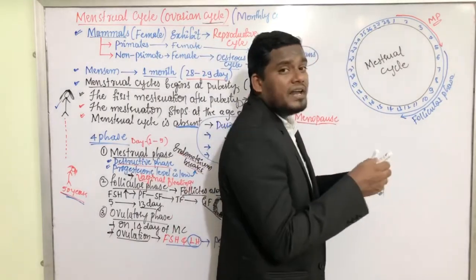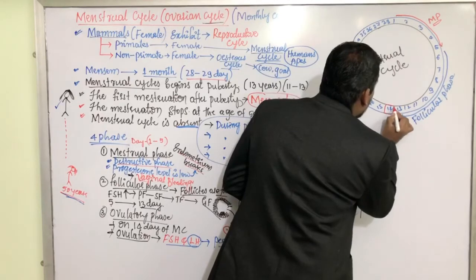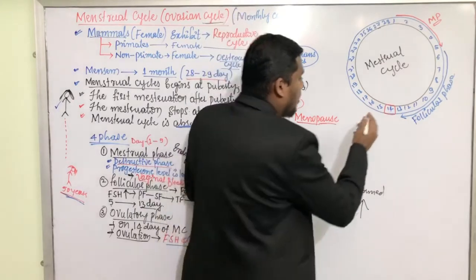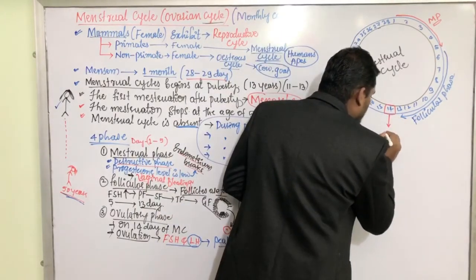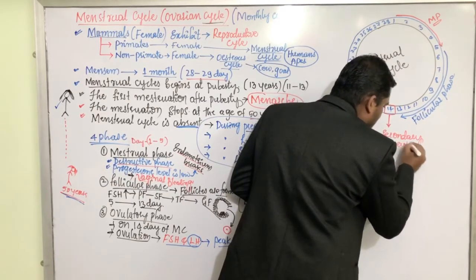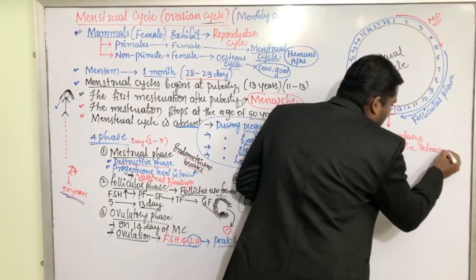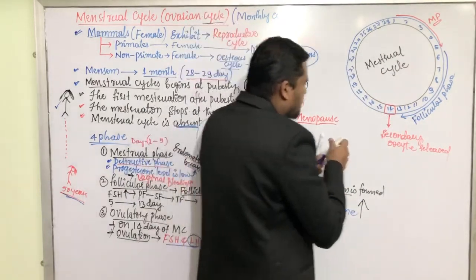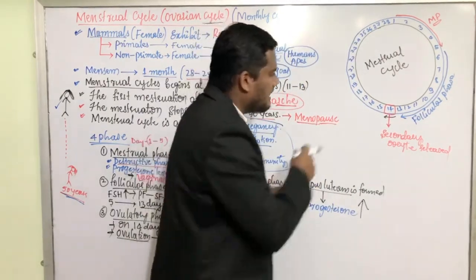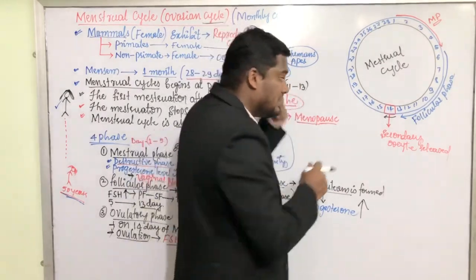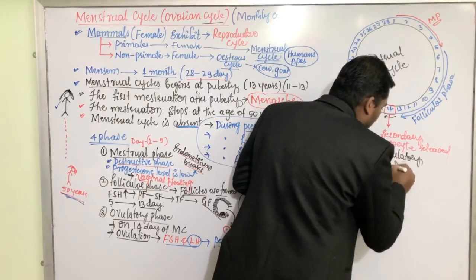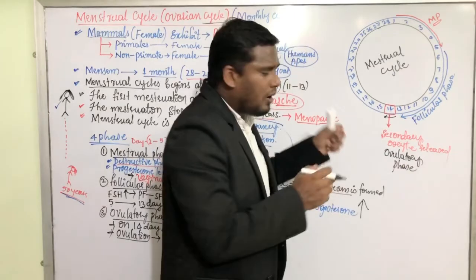Here we have a very important day, the 14th day, the middle of the menstrual cycle. On the 14th day, secondary oocyte is released. Hence, this one day is not a phase, it is just a 1 day period during which the egg is getting released. This phase is called as ovulatory phase.